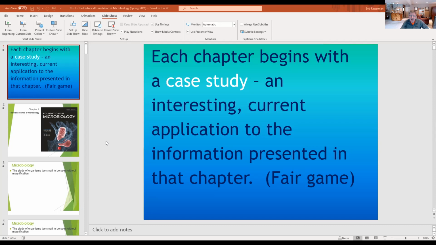So do spend some time looking over that section. It's generally rather short, but it's possible I could ask you a question on these introductory case studies. So please make sure you look at those.